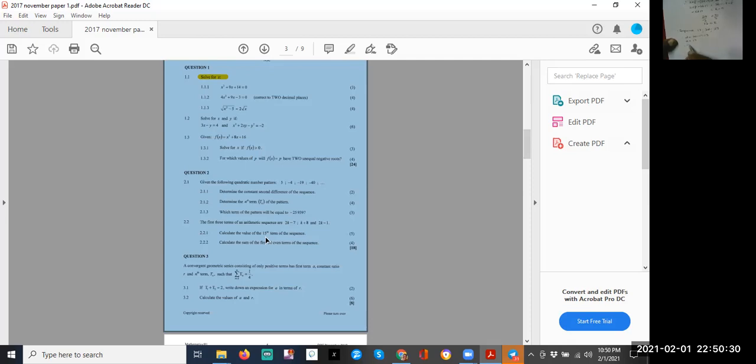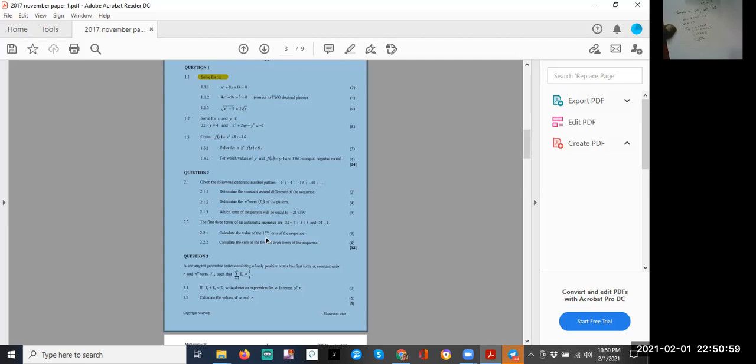Now, therefore, term number 15 is equal to a plus 14d, which is equal to 17 plus 14 multiplied by 3. This is 42. 17 plus 42 gives us 59. Therefore, term number 15 will be 59. So that's it, guys.